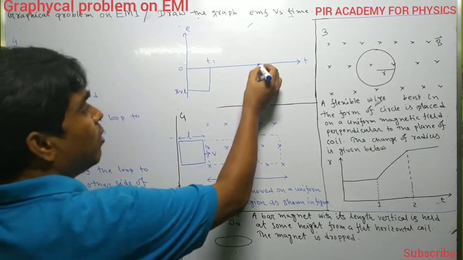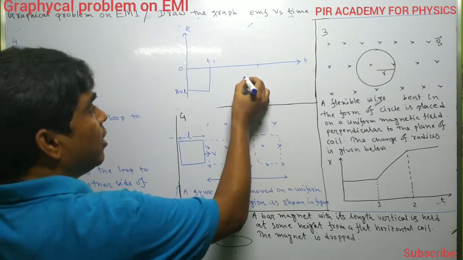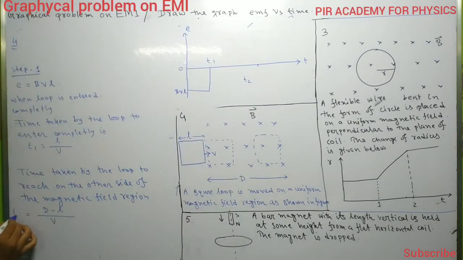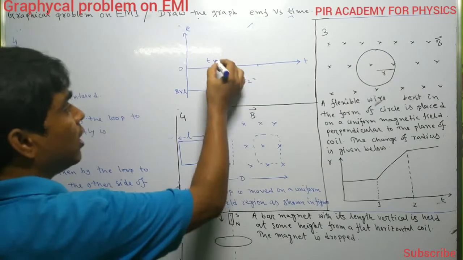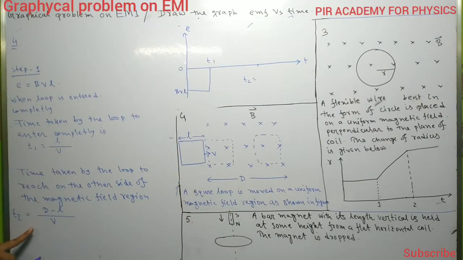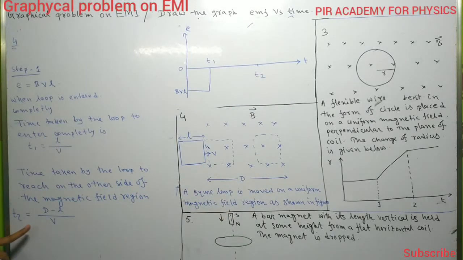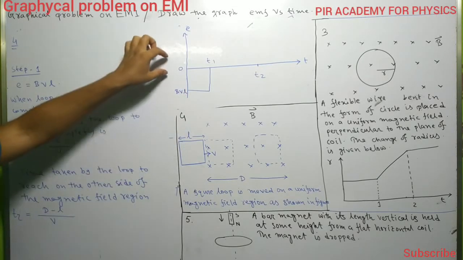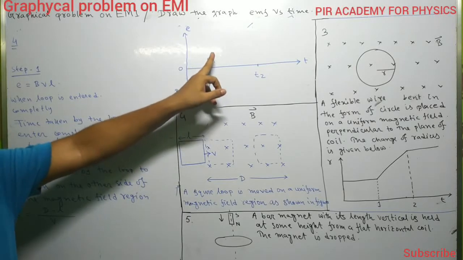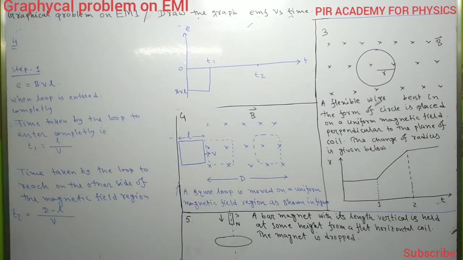That means up to time T2. Here T1 equals L by V and T2 equals D minus L by V. Up to D minus L by V there is no change in magnetic flux, so there is no change in electromotive force. So from T1 to T2 there is no change in magnetic flux, so the induced EMF must be 0.